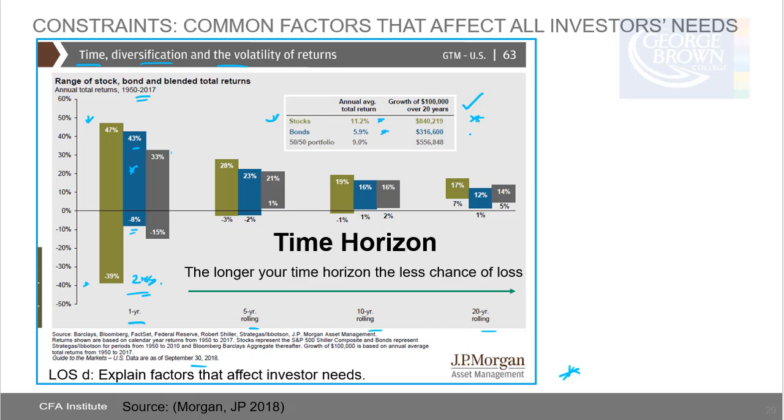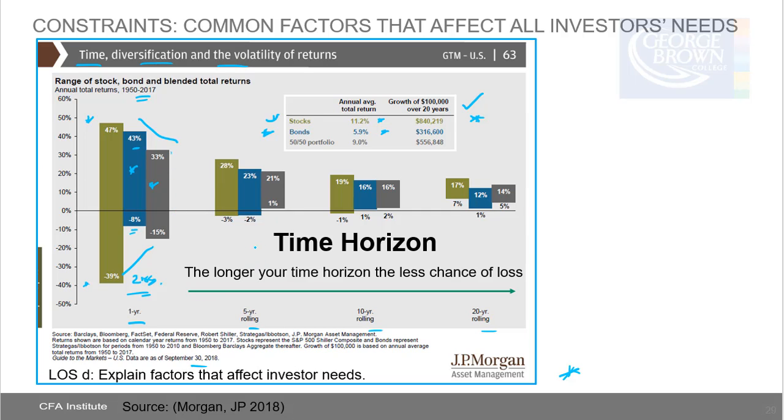Okay, if your return objective is to beat the level of inflation, but with less volatility and to provide some income, you may be investing more in bonds. And then here, we've got the 50-50 portfolio, which you can see has much less volatility.